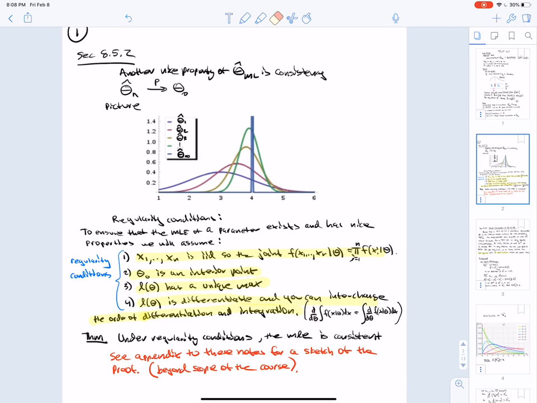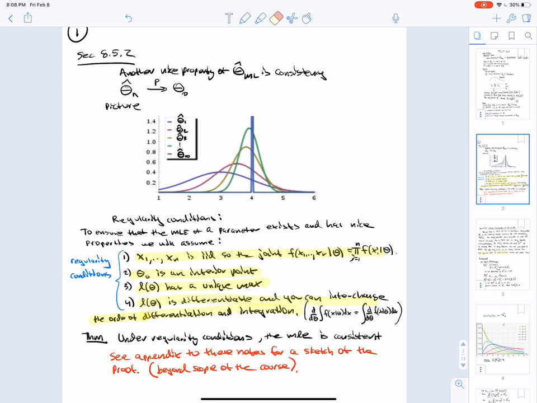So first, consistency. Consistency is a nice property that we saw for MoM estimates. Basically, it says that the MLE of theta converges in probability to the true parameter. So here's the picture I want you to hold on to.